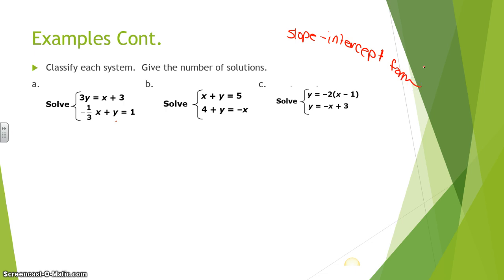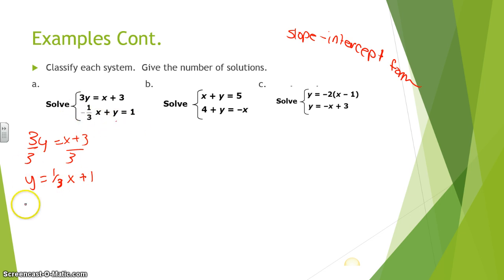By setting each of these up in the slope-intercept form, we're going to determine what kind of equations they are. So when we look at the first one, we have 3y equals x plus 3. We're going to divide each side by 3. So this first equation, we have y equals 1/3 x plus 1, because 3 divided by 3 is 1, and 1 divided by 3 is just 1/3 x.